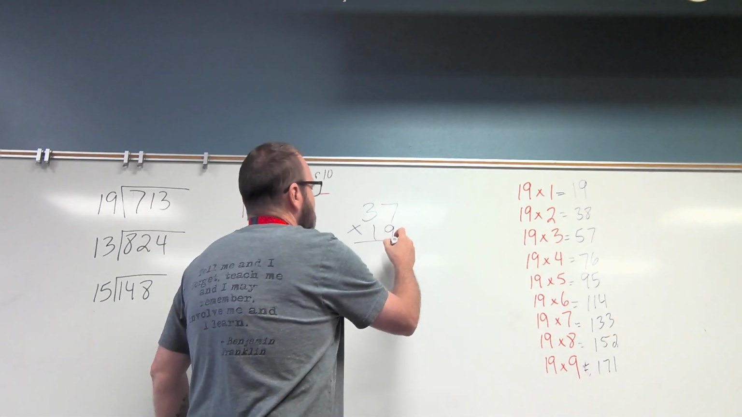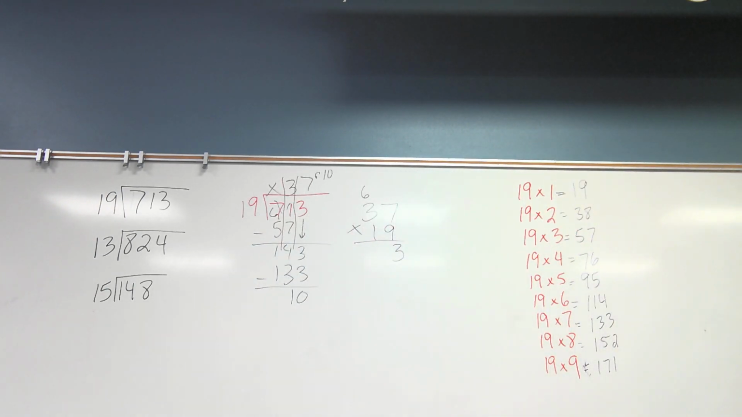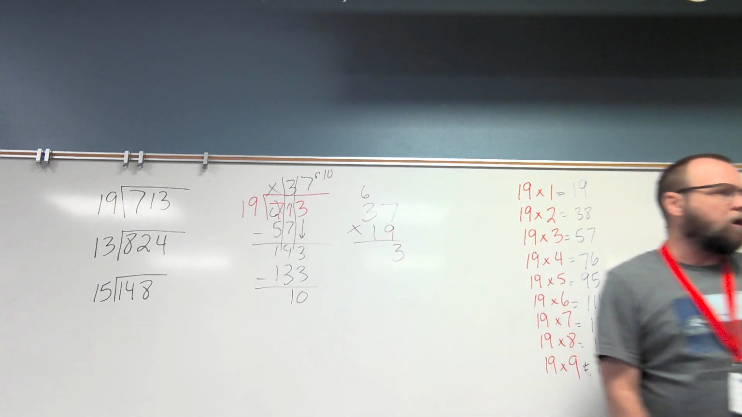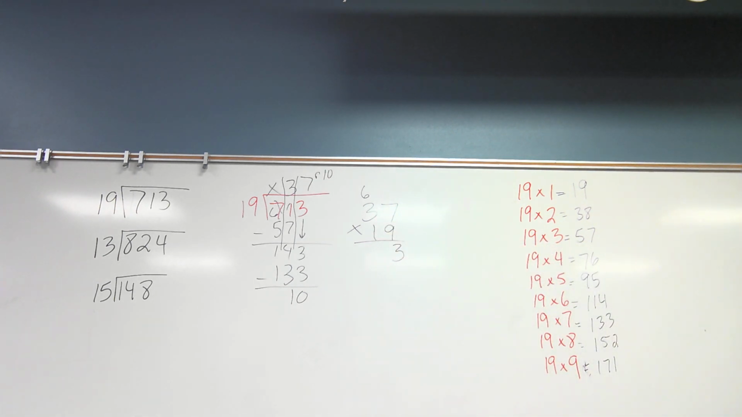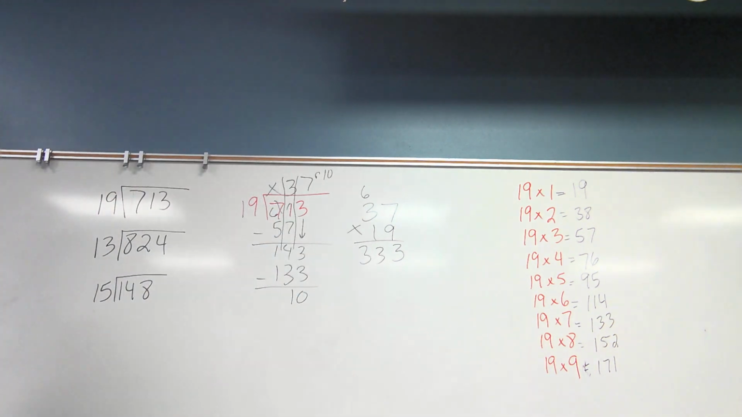If I know my 9s and my 1s, then this is a pretty easy thing to do. I have 9 times 7, which is 63. 63 ones equals 6 tens and 3 ones. 9 times 3 is 27, plus 6 is 33. So 37 times 9 is 333.